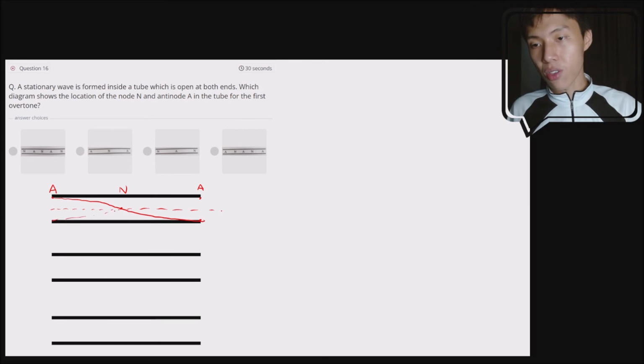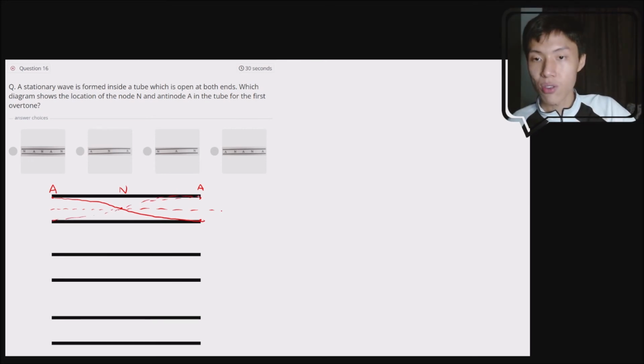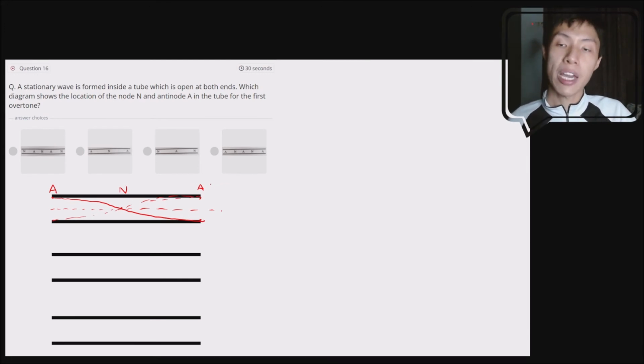Or the other one, you can draw a dotted version like this. Okay, definitely not the best drawing. So this will be the fundamental tone for a pipe that is open at both ends. If you want to make it the first overtone, we know that this is the fundamental tone.